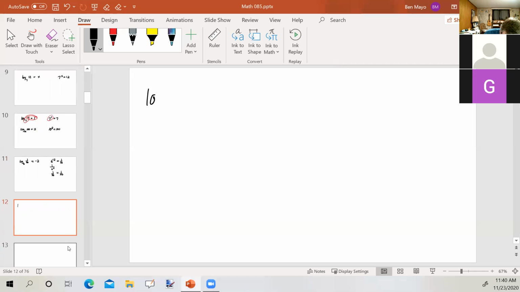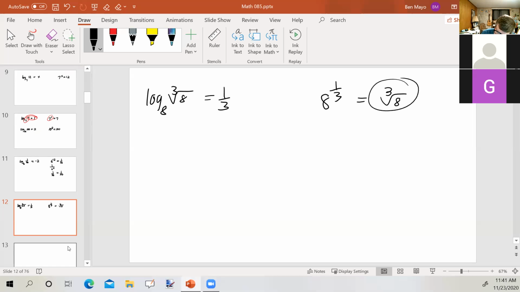How about log base 8 of the cube root of 8 equals 1/3? What's the base? 8. 8 is raised to what power? To the 1/3. Right? And that equals the cube root of 8. Is that true? Well, if you take this and write it in exponential form, don't you get that? Cube root, 1/3 power? Yeah. Yes. In chapter 9.